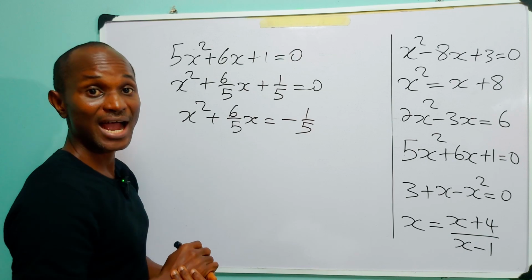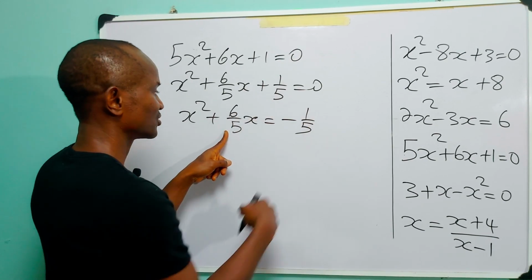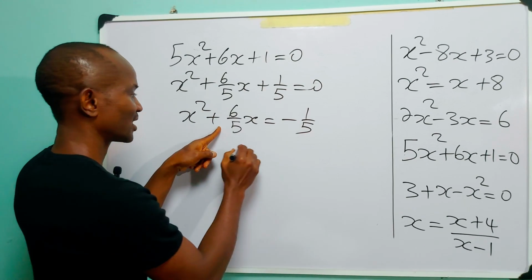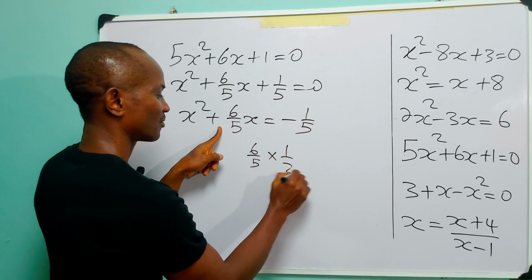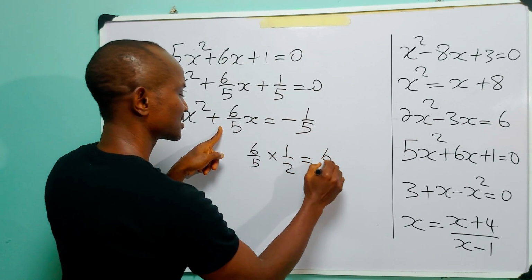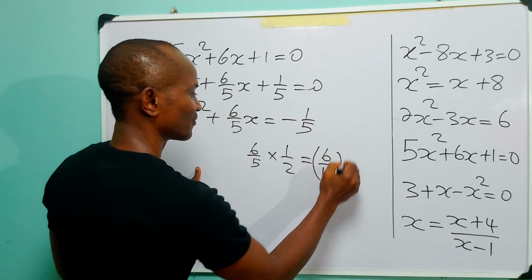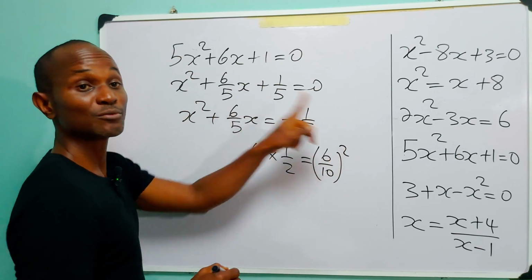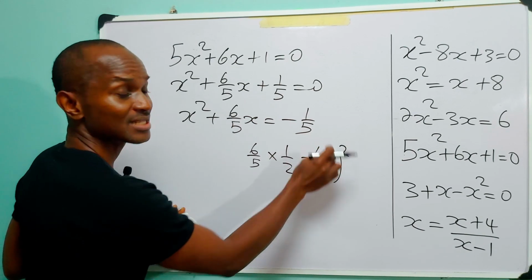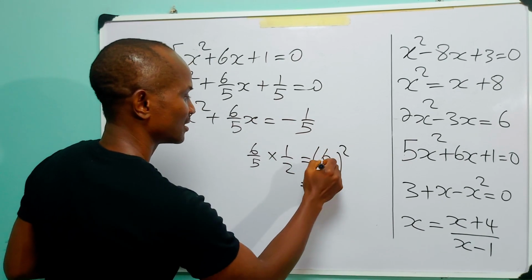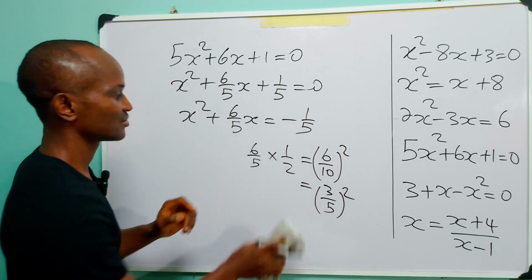The next step is to add the square of half the coefficient of x to both sides of the equation. Now, what is the coefficient of x? It is 6 over 5. What is half of 6 over 5? That is equal to 6 over 10. And the square of this, of course, is that. So this is what we add to both sides of this equation. By the way, we can reduce this down to lowest terms to give us 3 over 5. So we add this.